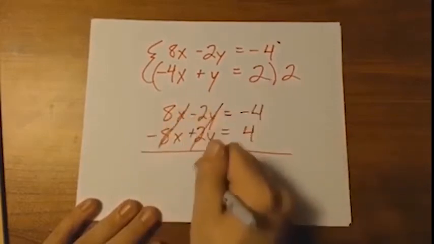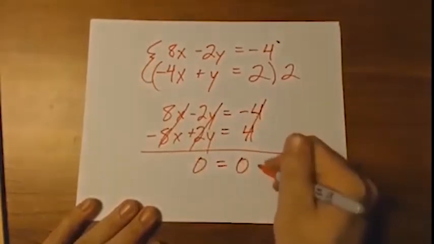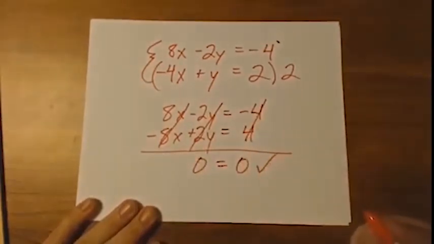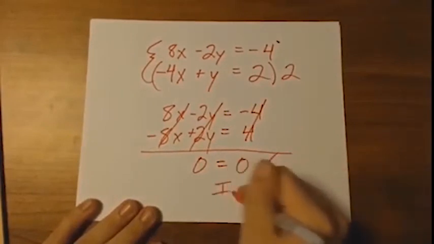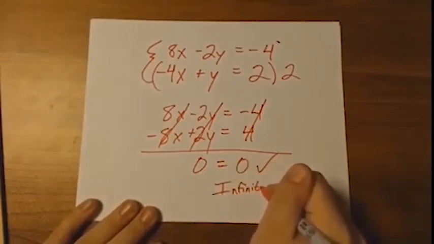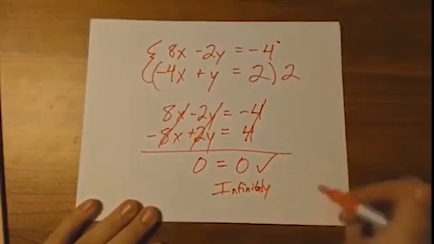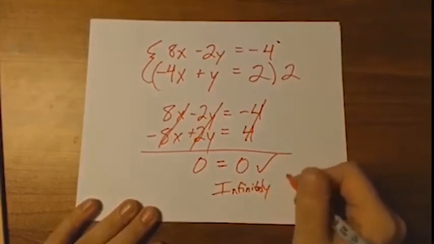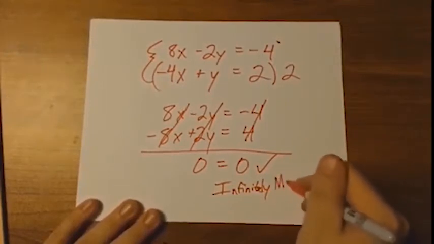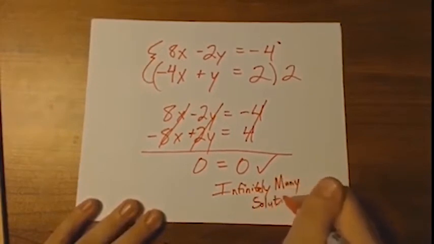Not only do we get 0 on the left, we get 0 on the right, which is a true statement. We have an identity. If it's always true, there are infinitely many solutions.